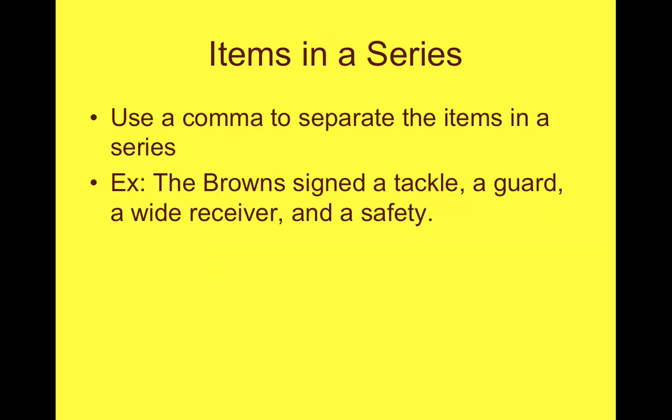With items in a series, you separate them with a comma. So the Browns have a tackle, comma, a guard, comma, a wide receiver, comma, and a safety.